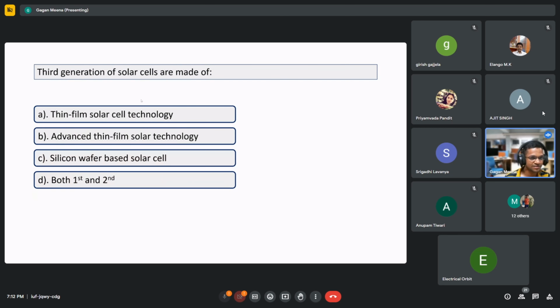So the next question is, third generation of solar cells are made up of which of these material technologies? Advanced thin film. Yes, correct. What about first generation? First is C. Yes, first is C. Second generation is thin film, yes A. And so third is B. Correct.